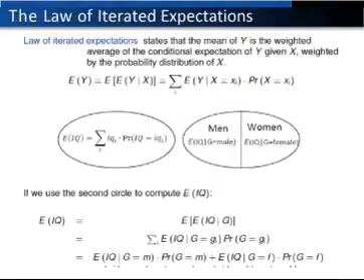The law of iterated expectations. The law of iterated expectations states that the mean of y is the weighted average of the conditional expectation of y given x, weighted by the probability distribution of x. The mathematical equations along with an example are also given on the slide.